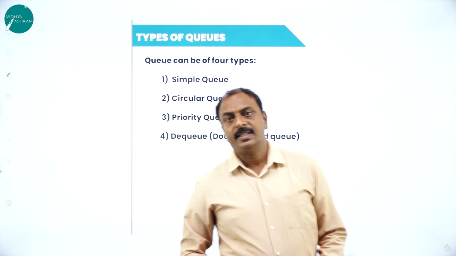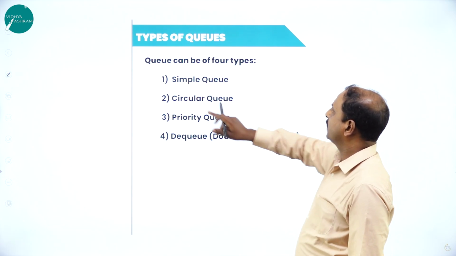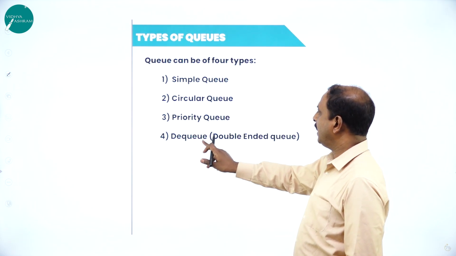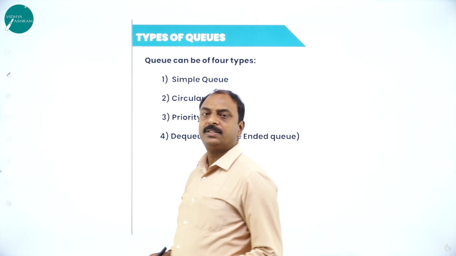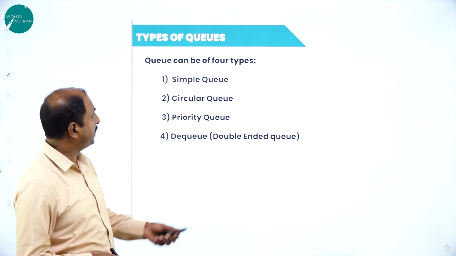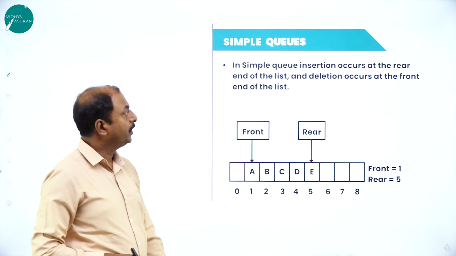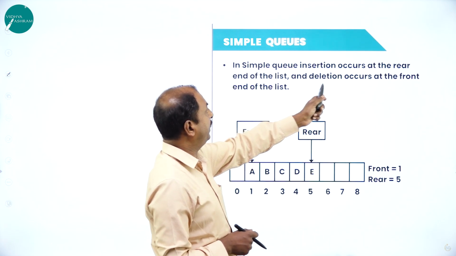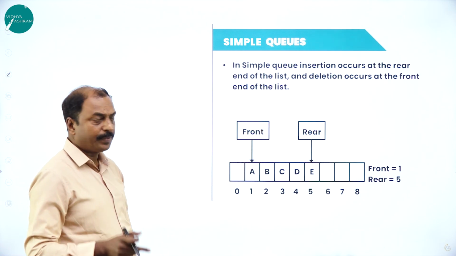Now let us see the different types of queue: simple queue, circular queue, priority queue, and DQ. DQ stands for double-ended queue. These are all different types of queue. Now let us see the definition of all these one by one. Now let us see what a simple queue is. In a simple queue, insertion occurs at the rear end of the list and deletion occurs at the front end of the list. So look at the example now.